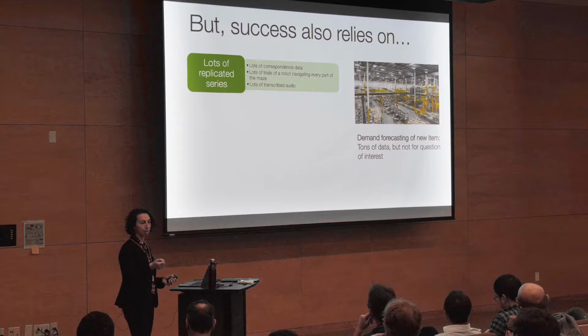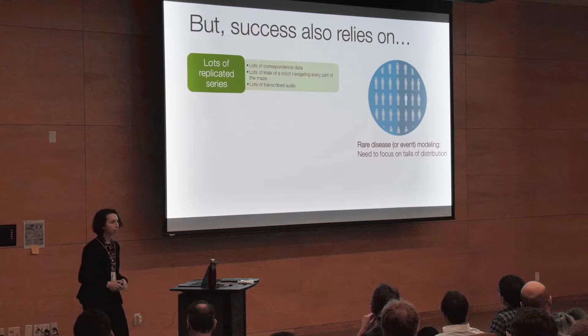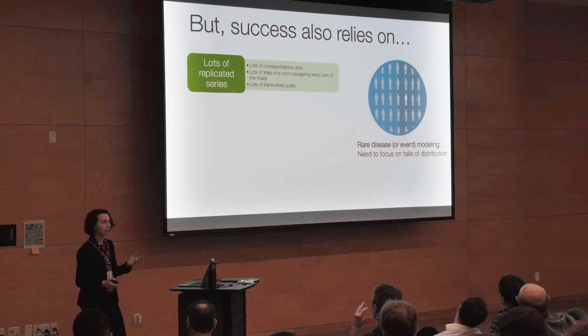So this is an example of a question where there's limited data for that particular product, and how do we think about forecasting its demand? Or what if we're trying to detect a rare disease? In this case, it's really important to focus the modeling in on the tails of the distribution where we have limited data.